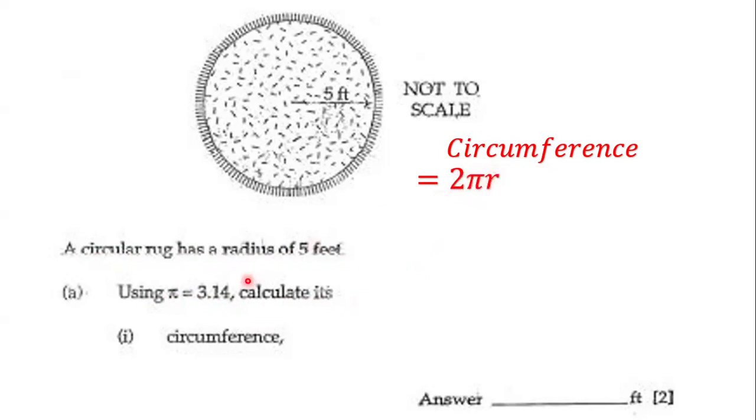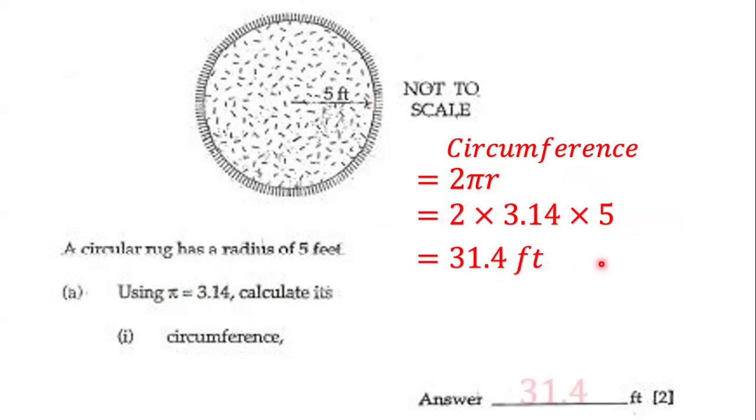Now, what is pi? Pi in this question is 3.14. What is the radius? The radius in this question is 5 feet. So what we have to do is multiply 2 times 3.14 times 5. And when we multiply them together, we get 31.4 feet.